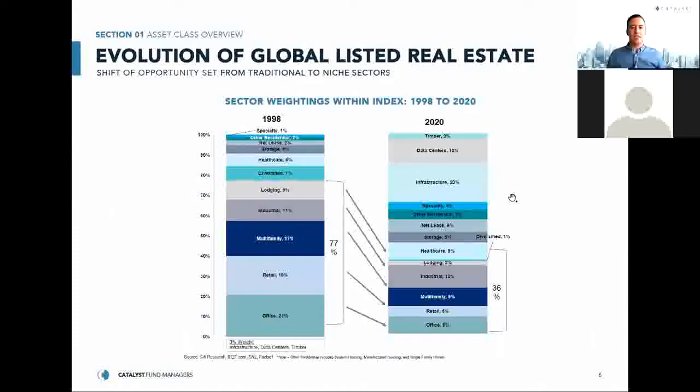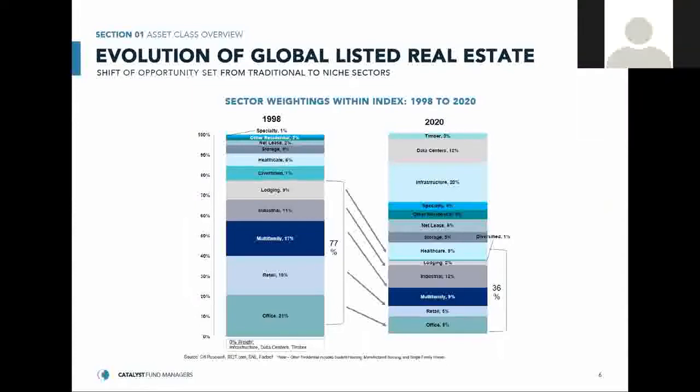Maybe just going to the next slide again, just trying to set the scene on global listed real estate. The perspective is that many investors, and particularly generalists, often think of global listed real estate as something that comprises probably offices, retail, and maybe a bit of industrial. This slide just shows how the sector has evolved over the last 20 odd years.